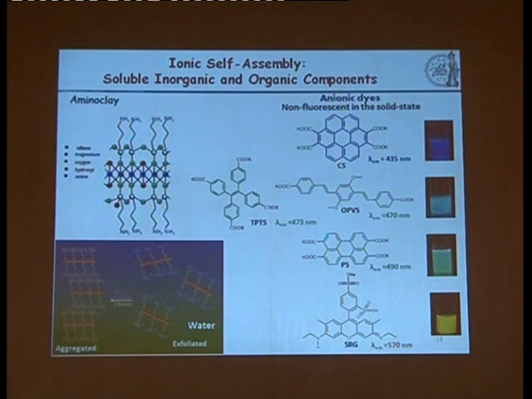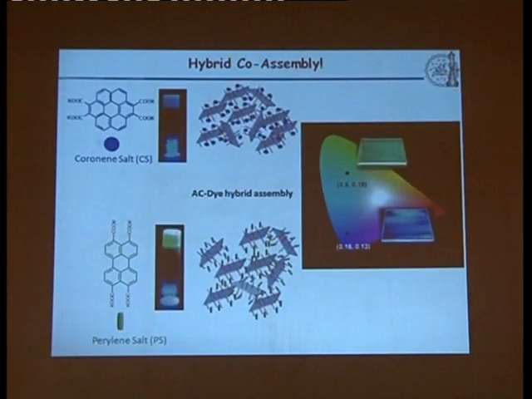Okay? So we thought this is a nice material. Can we do an ionic self-assembly in solution? So we came up with a variety of anionic dyes, so that a co-assembly of these molecules should result in a cross-linked network, and a luminescent hybrid material we should be able to make. So this was again a simple concept we tried, and you can see that.